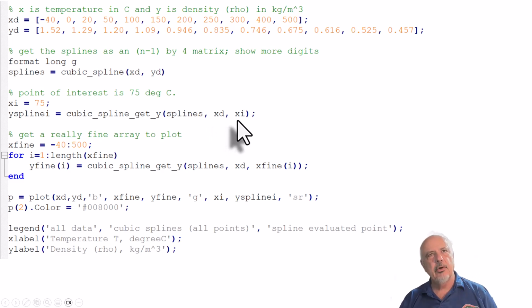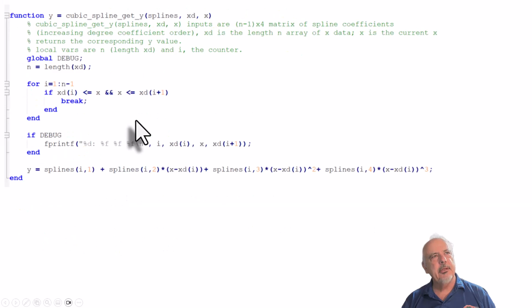And then here's my current point of interest, the XI. And then I've got the spline I. So this spline I, Y spline I, will correspond. That's the one that we want to find out. What's the data telling me that goes, what was the density here that would go with this 75 temperature. So this cubic spline get Y. Let's take a peek at that.